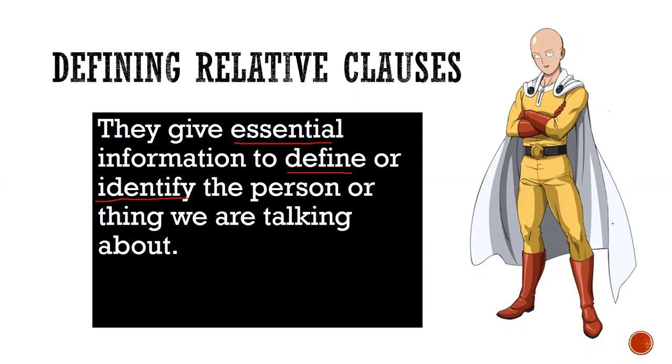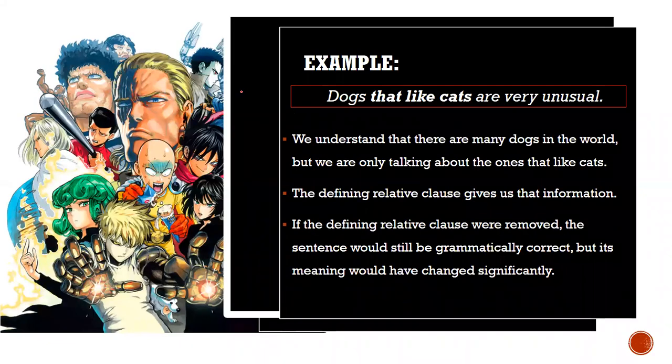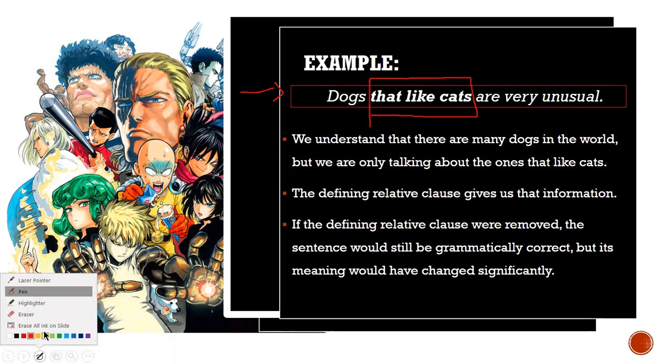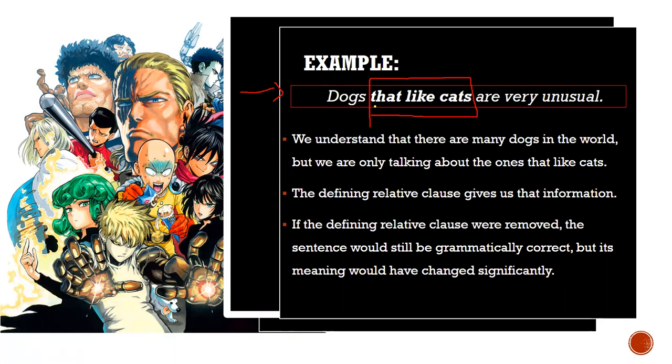So let's see one example, because you might not be following me so far. Here's our example in this red rectangle. It says, dogs that like cats are very unusual. Are we talking about all dogs in general? No, we're only talking about the ones that like cats. So what is the relative clause here? The relative clause is this one, that like cats. Which is our relative pronoun? Because it's always good to identify those two. Our relative pronoun is that.